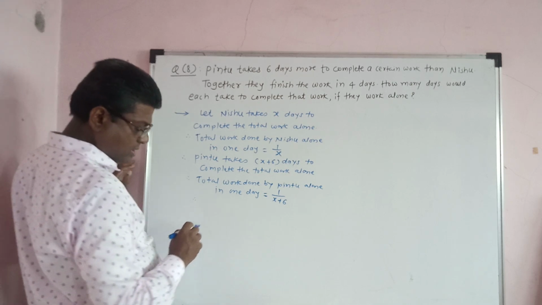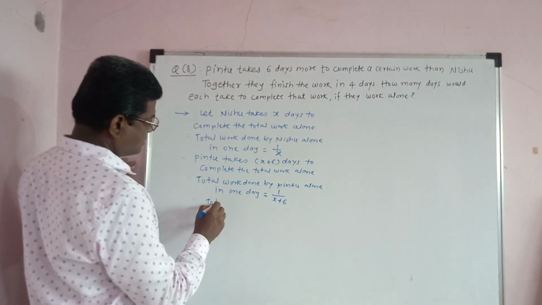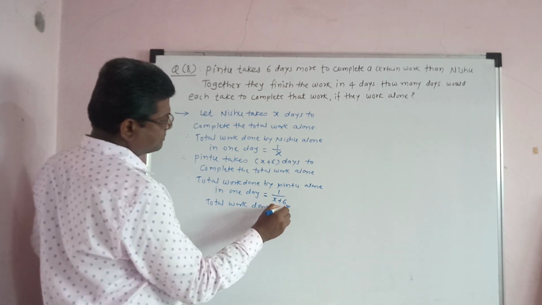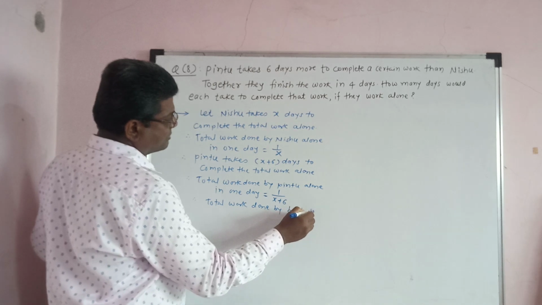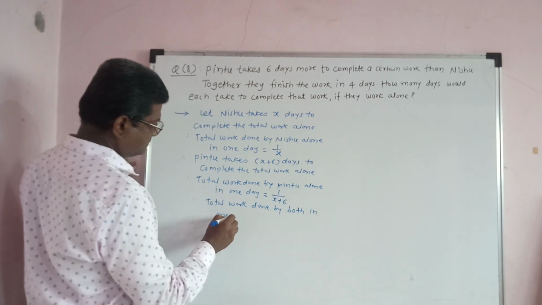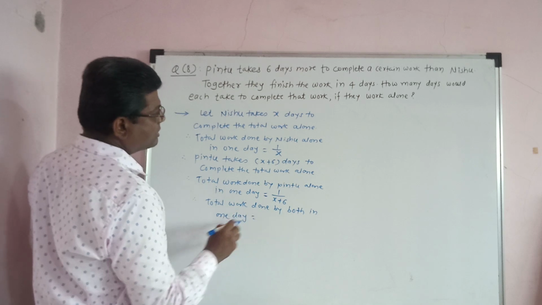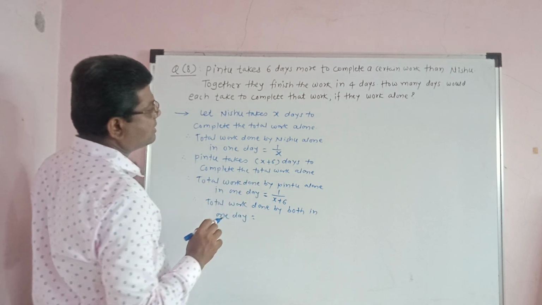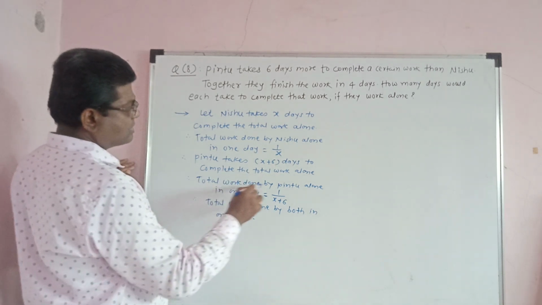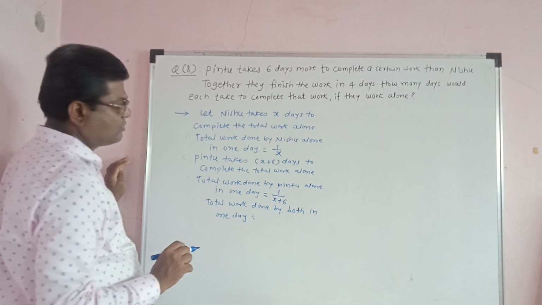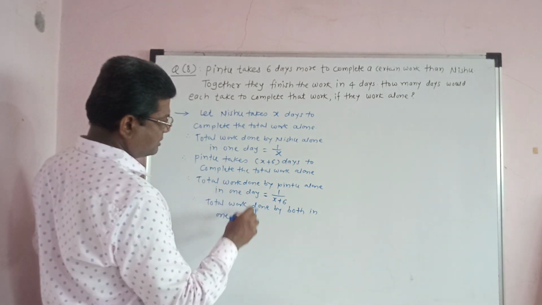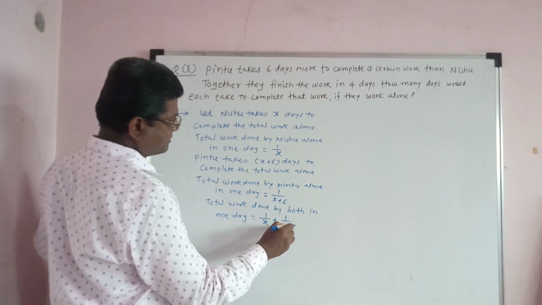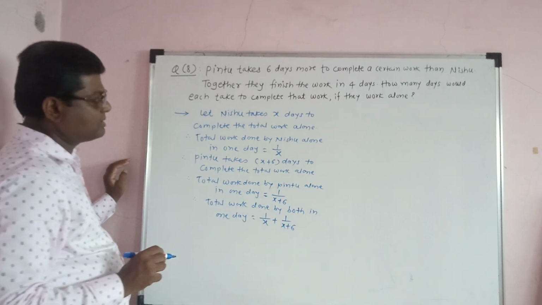Therefore, total work done by both in one day is equal to total work done by Nishu in one day, 1 upon x, and total work done by Pinto in one day, 1 upon x plus 6. Total work done by both in one day will be the sum of their works, 1 upon x plus 1 upon x plus 6.